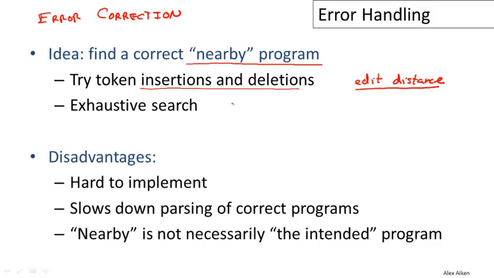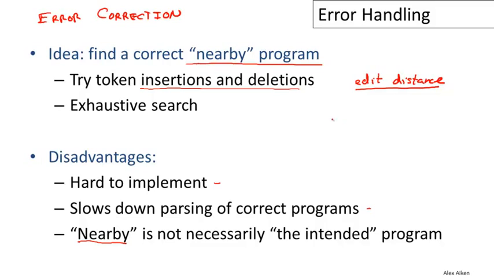There are a number of disadvantages to this. You can imagine that this is hard to implement. It's actually quite complex. This will slow down the parsing of correct programs because we need to keep enough state around that we can manage this search or the editing in the case that we actually do encounter an error. And of course, it's not really all that clear what nearby means, and various notions of nearby may or may not actually take us to a program that the programmer would be happy with.